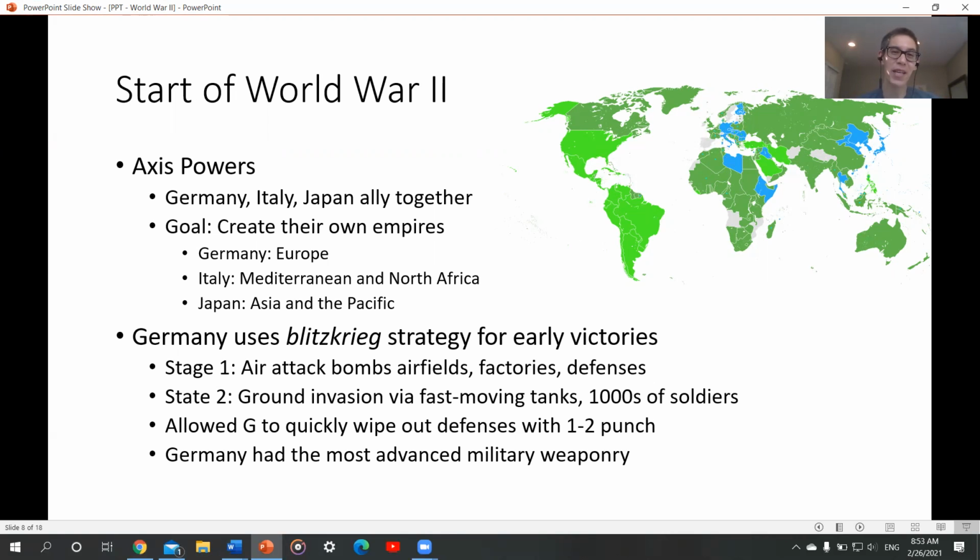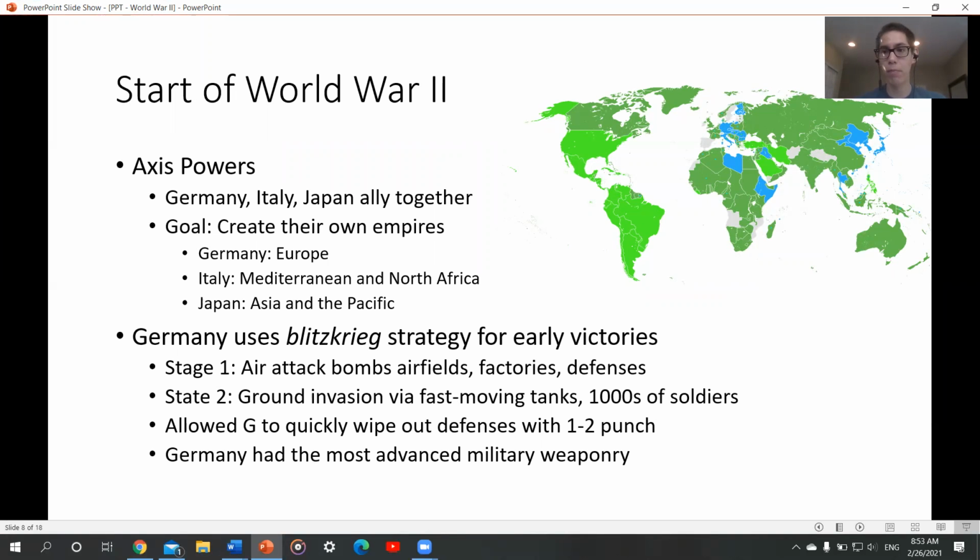Anyways, Germany, Italy, Japan, they allied together to create the Axis powers. Germany and Italy are similar. They're both fascist. Japan's quite different. They had a military dictatorship, essentially. Despite these differences, they all had a similar cause.